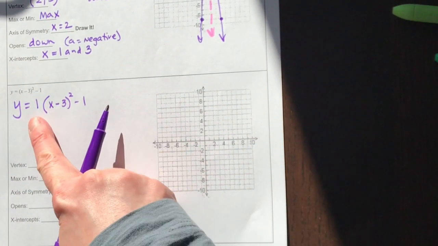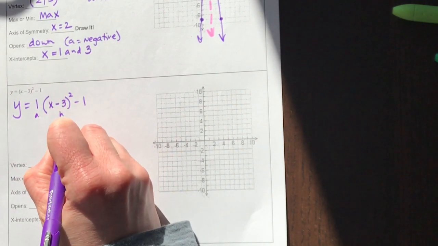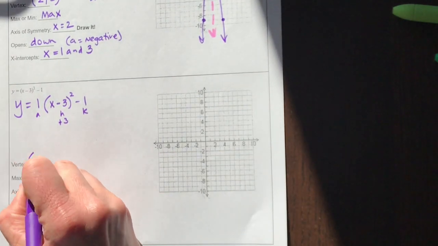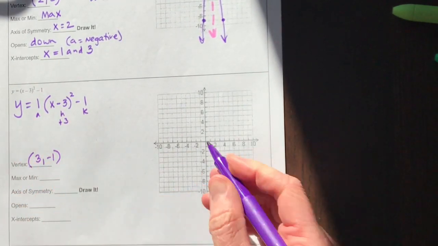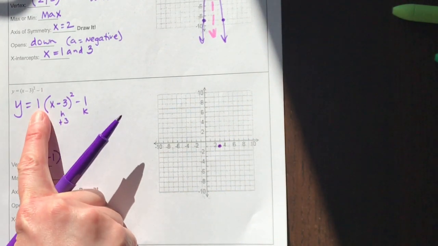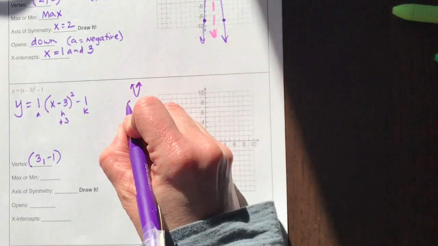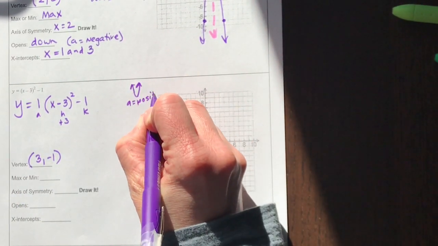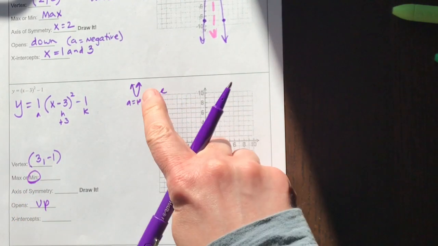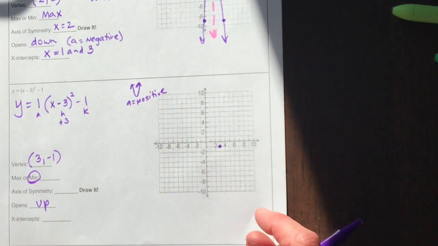And then I'm going to use an a of 1, and h is the opposite sign, so +3, and the k has the same sign, -1. So my vertex for this problem is going to be (3, -1). And I'm going to graph that point on my grid. Because my a is positive, I know that my graph is going to open upward. So I'm going to write down open up, and I know that if I have a graph opening up, I'm going to have a minimum on my graph as well.